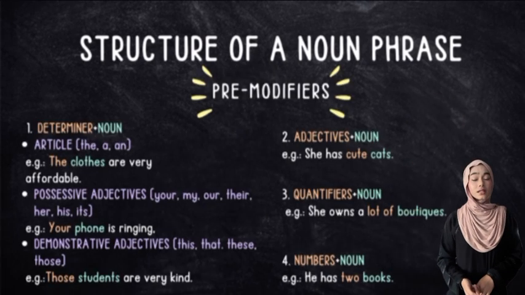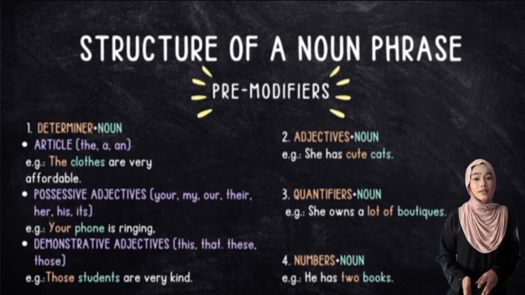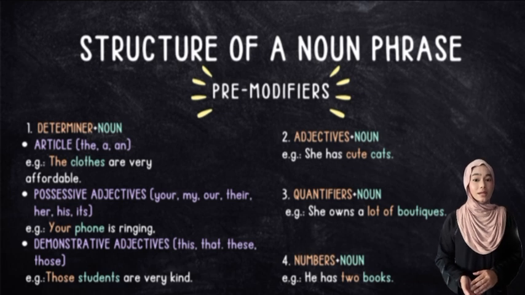In English grammar, a noun phrase is a group of words that functions as a noun in a sentence. Within this phrase, we often include premodifiers, which are words that appear before the main noun to give more detail, specify meaning, or show relationships. There are several common types of premodifiers, and this slide organizes them clearly for us.